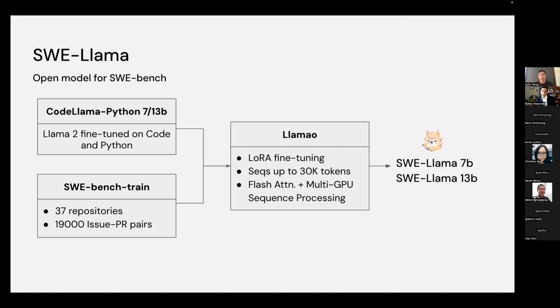As you can see on the left, we take Code Llama, Code Llama Python specifically, so not the chat flavor or the code flavor, just Code Llama Python at the 7B and 13B scale. We would have really liked to do 33B or 34B, but due to compute constraints, we were only able to do these two sizes. We fine-tune on this corpus using a new library that we'll release a little bit later called Lamau, but we basically rely on a lot of current tricks like LoRA, flash attention, some multi-GPU handling and sequence processing to create these two models, SWE-Llama 7B and SWE-Llama 13B.